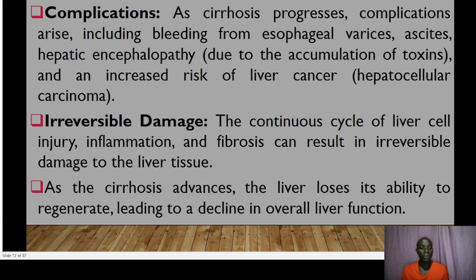What are the complications of cirrhosis? So as cirrhosis progresses, complications could arise, and these include bleeding from the esophageal varices, ascites, hepatic encephalopathy, and an increased risk for liver cancer. It could also result into irreversible damage. So, the continuous cycle of liver cell injury and inflammation and fibrosis can result into irreversible damage to the liver tissue. So, as liver cirrhosis advances, the liver loses its ability to regenerate, okay? And this leads to decline in the overall liver function.